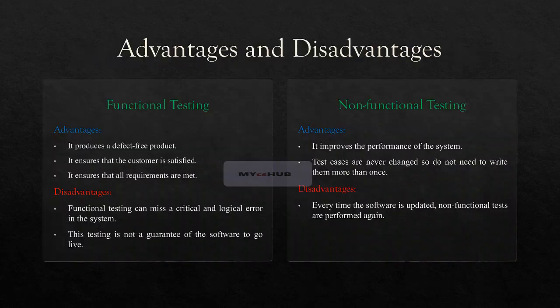Now coming to the advantages and disadvantages of functional and non-functional testing, the advantage of functional testing is it produces a defect-free product. It ensures that the customer is satisfied. It ensures that all the requirements are met. These are a few advantages of functional testing. Now coming to the disadvantage part, functional testing can miss a critical and logical error in the system. This testing is not a guarantee of the software to go live.